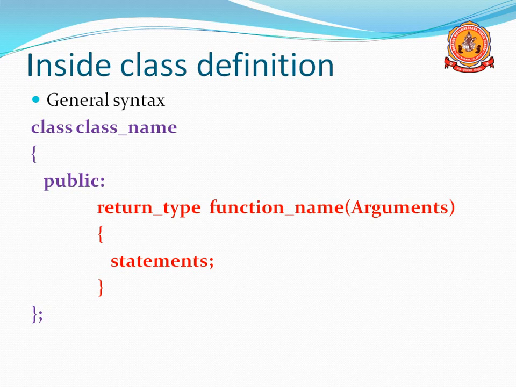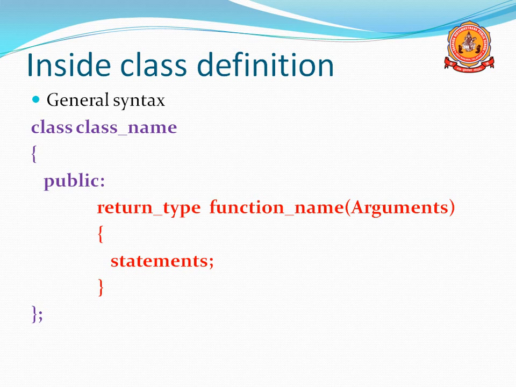Next, inside the class definition, the general syntax is like this: class, then any class name you can give, then public. I told you in the last session, it is better to use public first, so I will use public here. Then the return type, function name, and list of arguments. Return type, space, then function name, then open bracket, arguments. If arguments are not there, you can give empty brackets. If the return type is not there, we can give void.